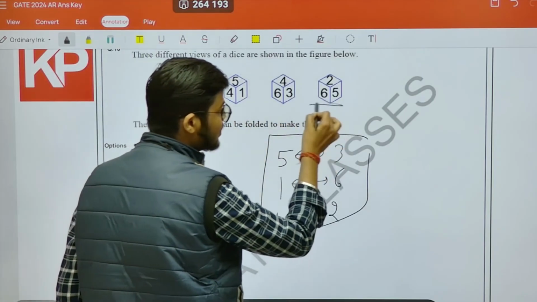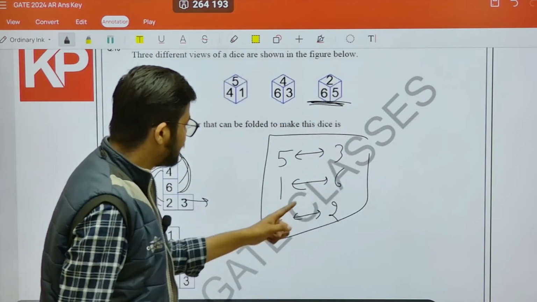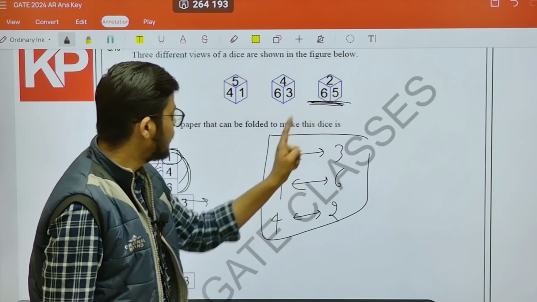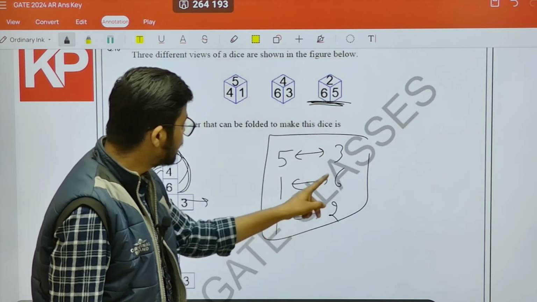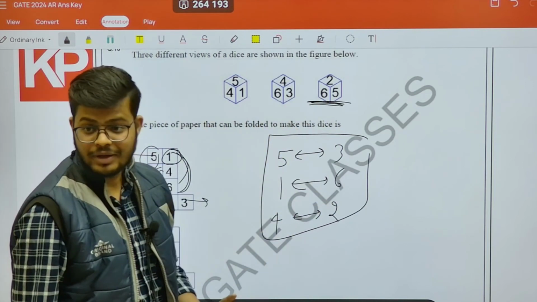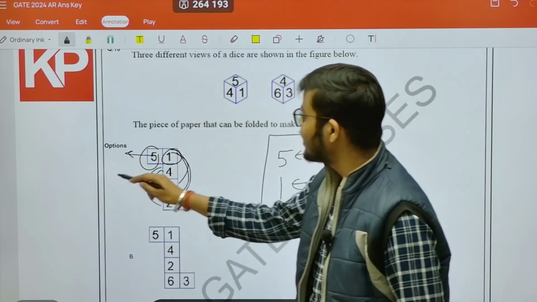Now then in this third option, opposite to 2, 4 should be there, not visible. Opposite to 5, 3 should be there, not visible. Opposite to, what is left? Opposite to 2, 4 should be there, that is not visible. So for this question, option A is the correct one.